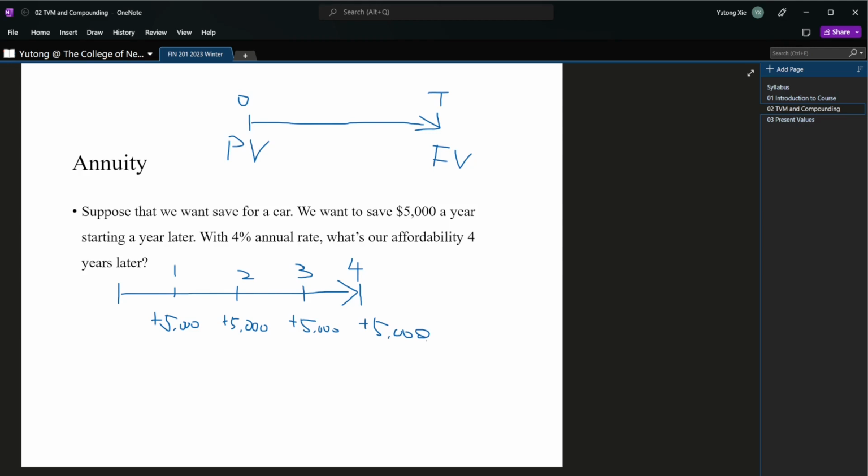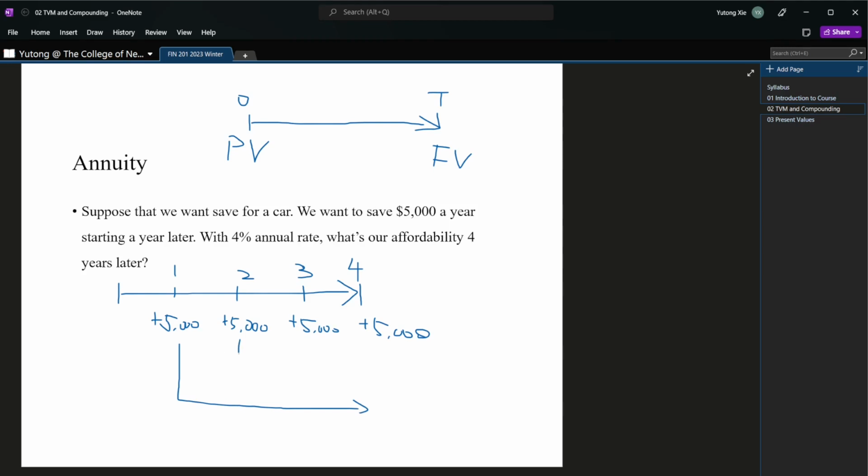Okay, so how do we calculate the future values, let's say, of all these cash flows if the return is 4%? So that's basically saying if I put $5,000 at the end of year 1, I should be able to invest from year 1 to year 4. That's a total of 3 years. So I'm going to be able to calculate the future value of this amount of money 3 years later.